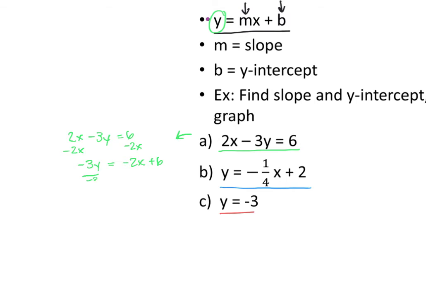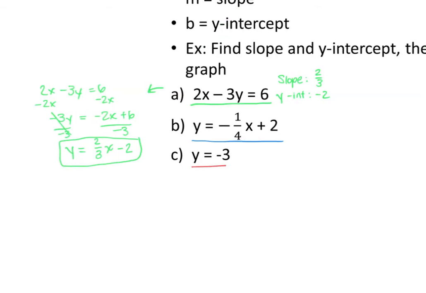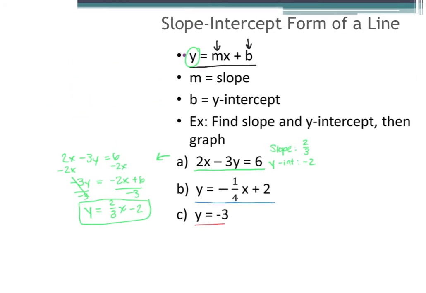Now we want to divide by negative 3. These will cancel. We'll get y equals negative 2x divided by negative 3, which gives us 2/3 x. And then 6 divided by negative 3 gives us minus 2. So this is our new equation in slope-intercept form. Now, the slope of this line is 2/3, and the y-intercept is negative 2. Let's go ahead and plot that. That's all we need to know in order to plot it.